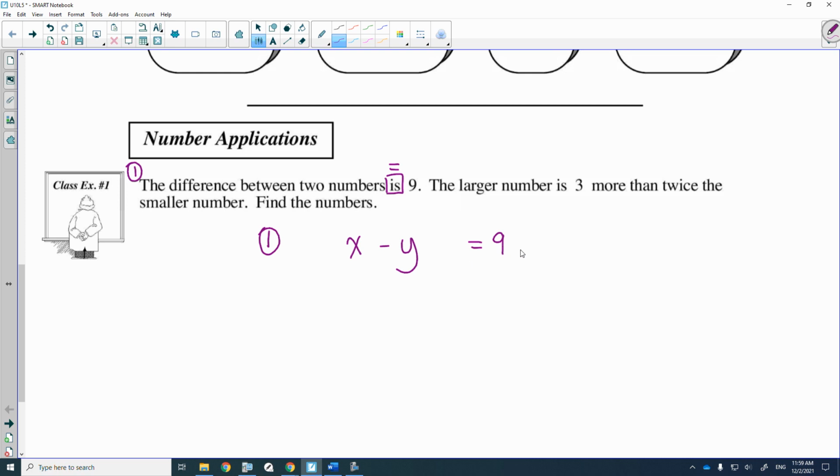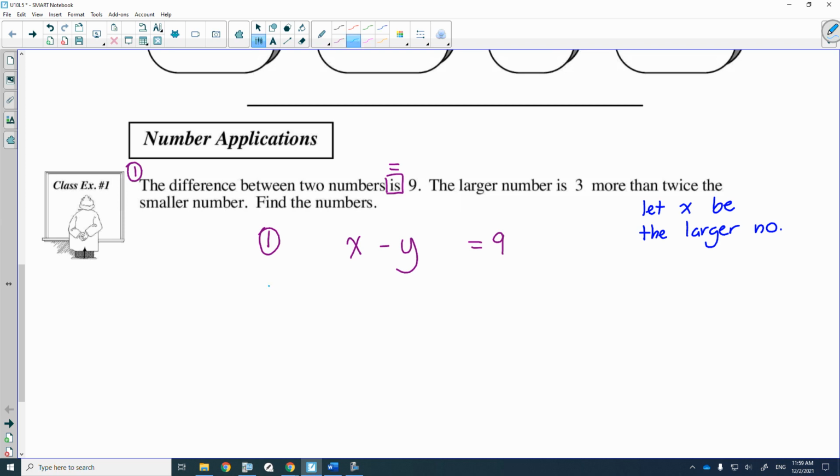Okay? Then what we always do for these number questions is you have to tell me which number you want to be the larger number. Do you want x or y to be the larger number? I always pick the first variable to be the larger one. So just off to the side, I'm going to say let x be the larger number. Okay, that's our first system.